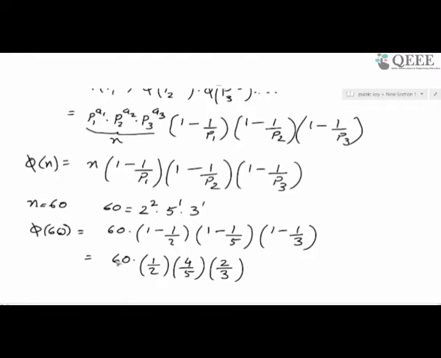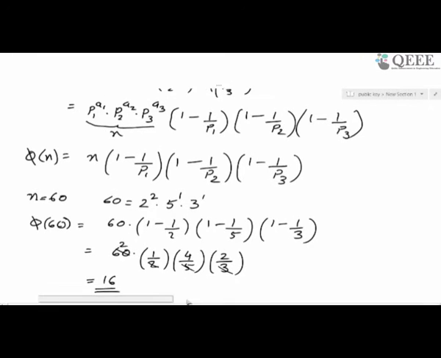So you see that the denominators get cancelled. The denominator here, 5 into 2, 10 into 3 is 30, so it leaves 2 over here. So it is 4 into 2, 8 into 2, 16. So phi of 60 is 16. Okay, so I leave this next thing as an exercise you could do.